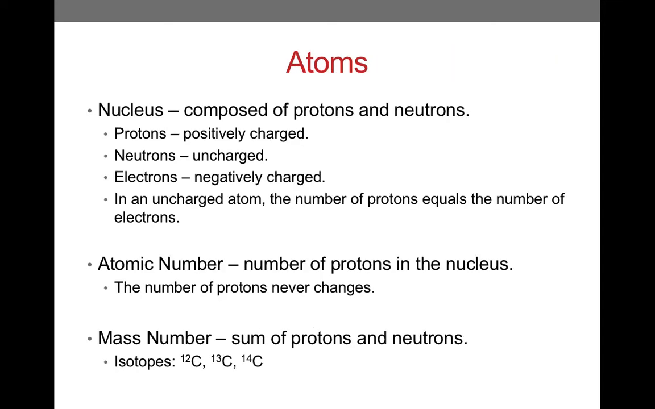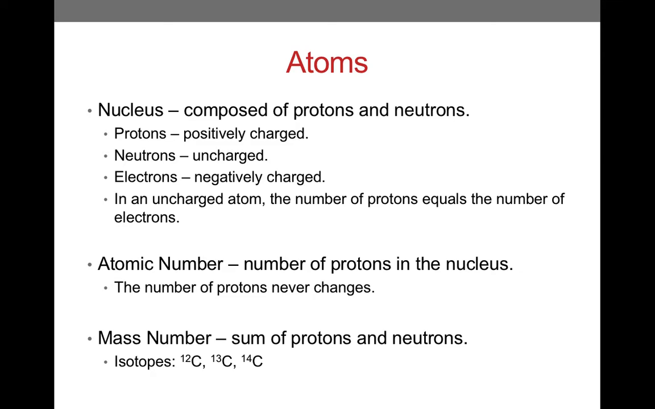What is an atom anyway? An atom consists of a nucleus surrounded by electrons. The nucleus is composed of protons and neutrons. Protons are positively charged, while neutrons are uncharged. Electrons, which surround the nucleus, are negatively charged. If an atom is uncharged, it means that the number of protons is equal to the number of electrons.